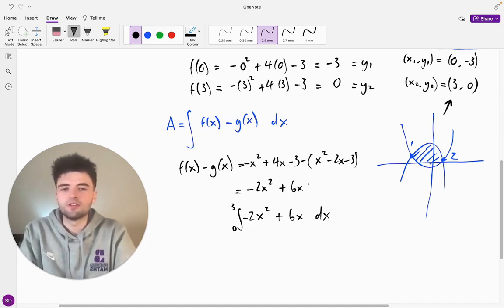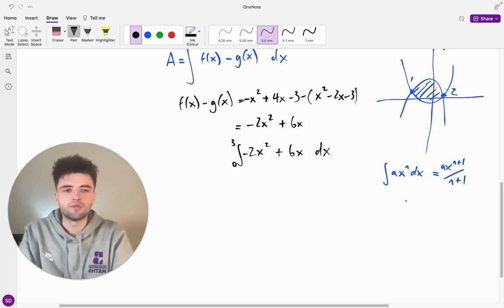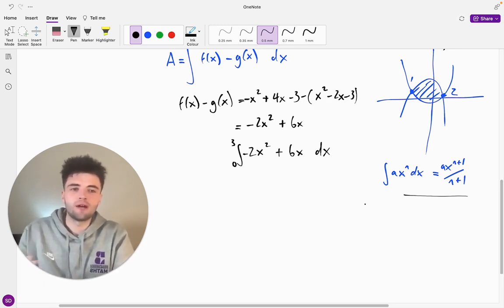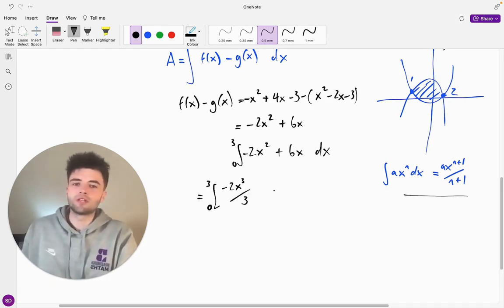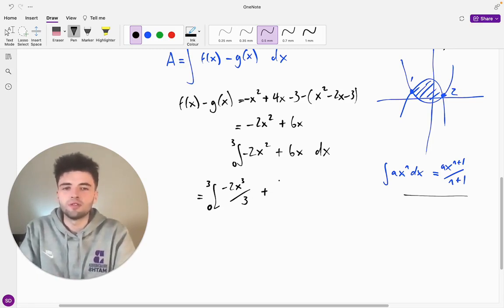Now all I have to do is integrate this. Using our rule from our log tables for integrating polynomials, we're going to use this rule over here. We raise the power and then put the new higher power on the bottom of the fraction. So we raise minus 2x squared to be minus 2x cubed and put our 3 on the bottom of the fraction. Then we do the same thing here, except it's going to be x squared and 2 on the bottom. And then we close our brackets.